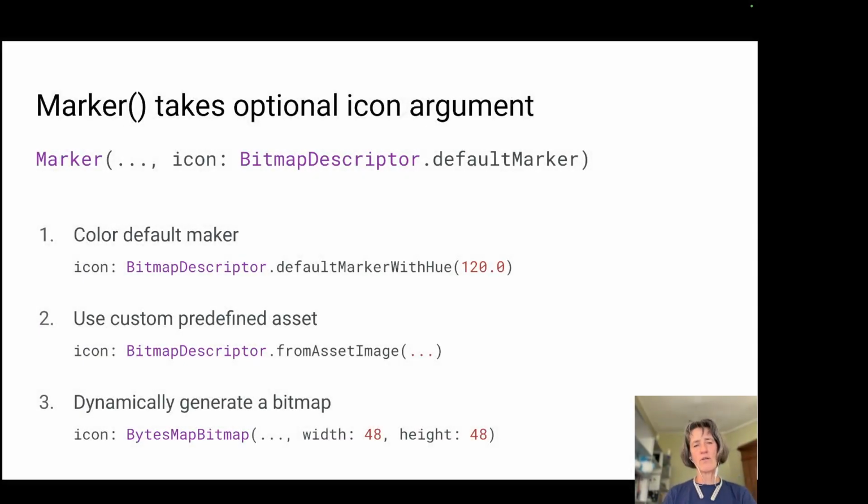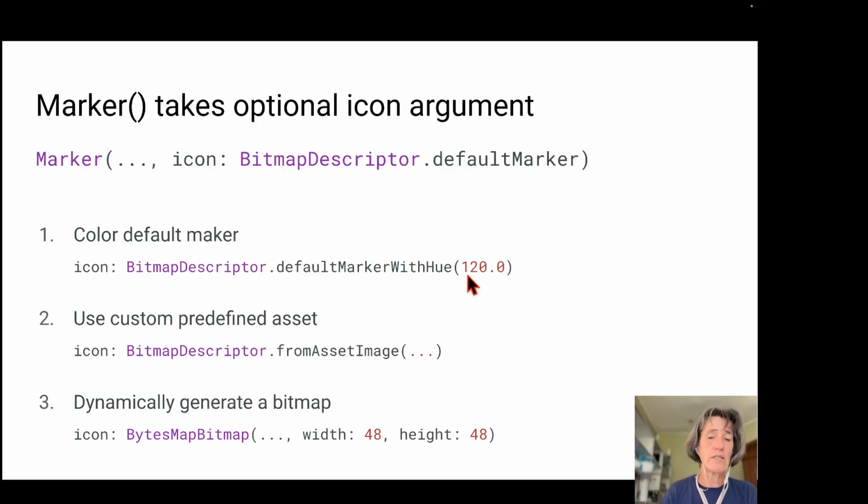It turns out when we create a marker here, we can add an optional icon. That is a bitmap descriptor, and that shows what to draw. Now the default marker is this red pin. The first thing we can do is change the color. We can give it a default marker with hue.